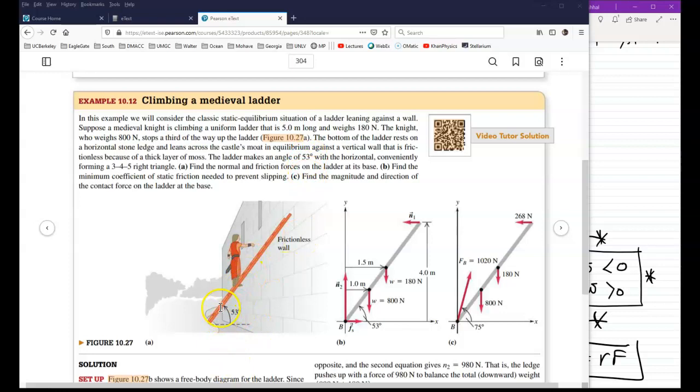That's basically what counts. Okay, so we have a 53 degree angle here with the horizontal, conveniently forming a 3, 4, 5 right triangle. A, B, and C. Find the normal and friction forces on the ladder. Find the minimum coefficient of static friction needed to prevent the slipping, and find the magnitude and direction of the contact force on the ladder. All right. Okay. So let's do this problem.